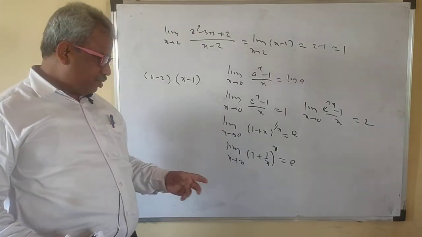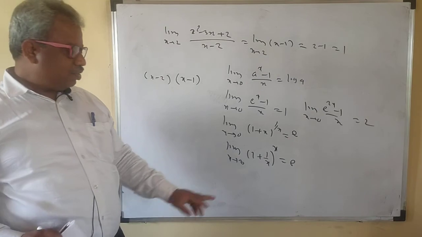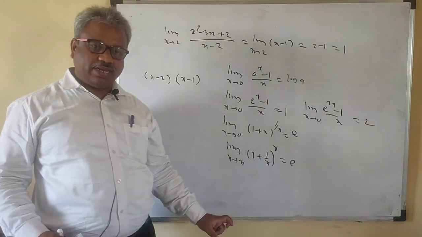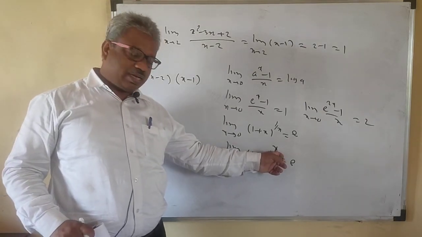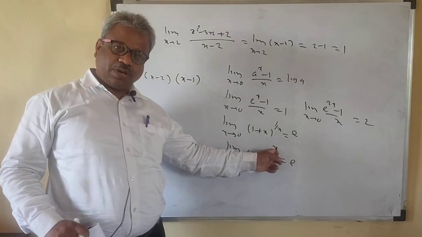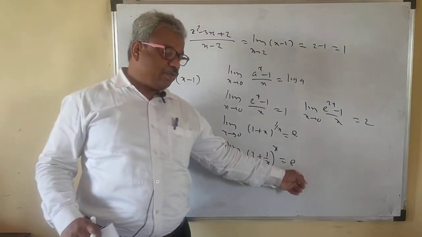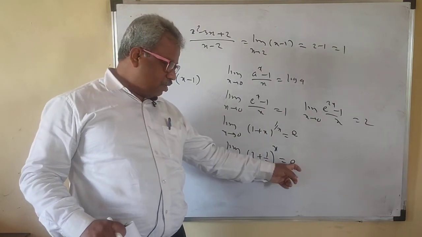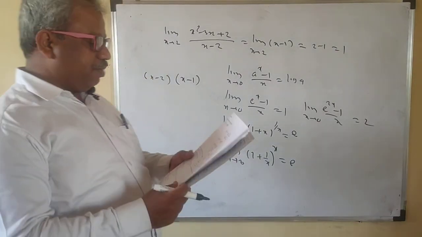Then e raised to half. If twice x is there, then this will be e only. But this is twice x, but x is not there. Then you have to write this 2 here, but 2 is not there. That means you have to multiply by half. So this will be e raised to half then. Okay. So remember these formulas are very important.